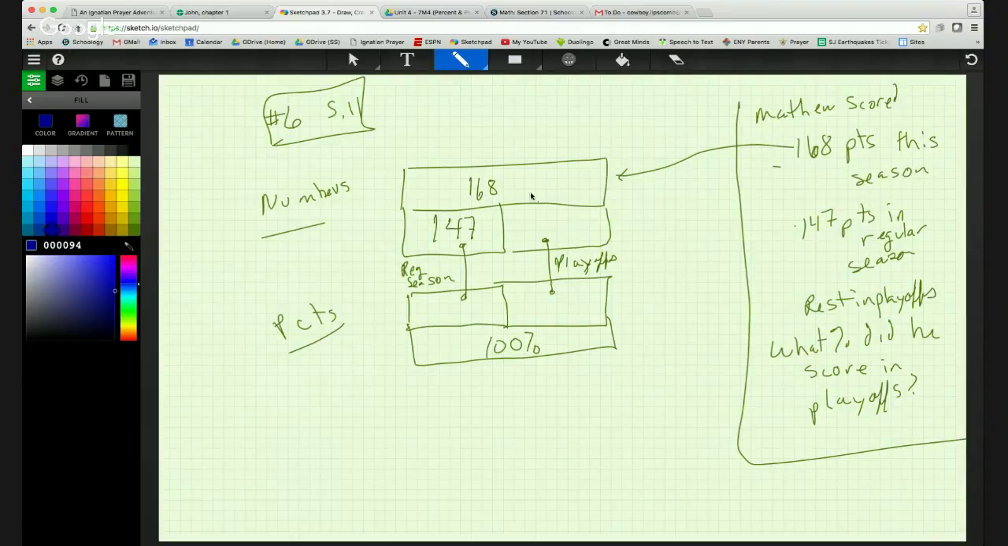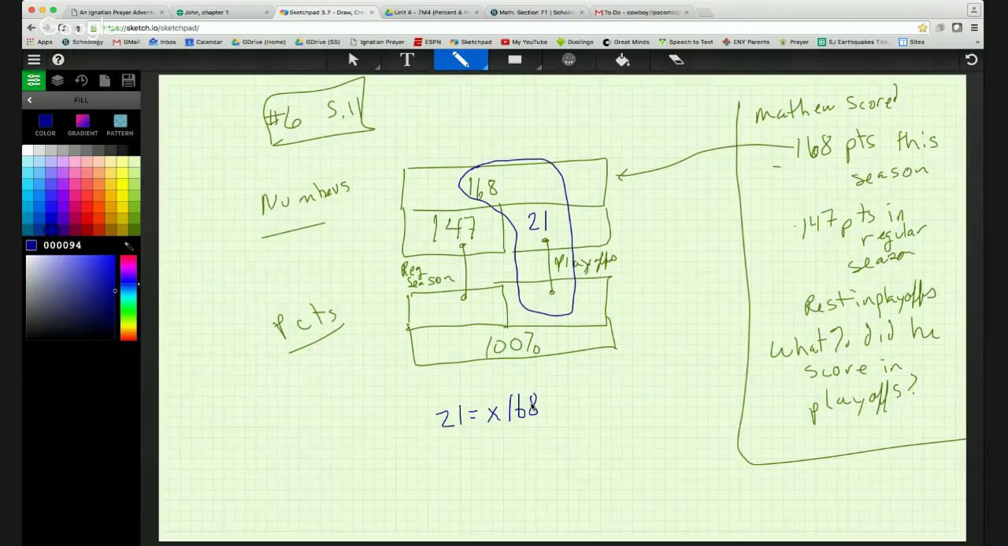Okay, so now in the playoffs, he scored, well, if he scored 147 in the regular season and 168 total, he must have scored 21 in the playoffs. Well, that's neat. So now all we have left to do is figure out our percent. So our percent part whole equation works like this, right? Our part equals our percent times our whole. So let's look at this guy. And let's say, well, our part is 21. Our percent, we don't know, that's X. And our whole is 168.